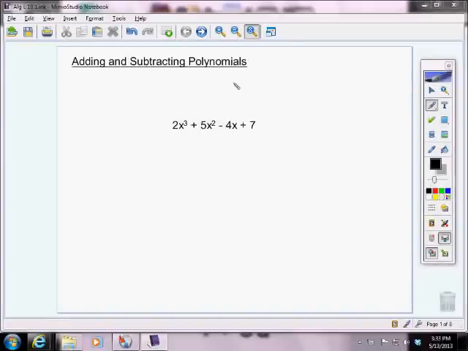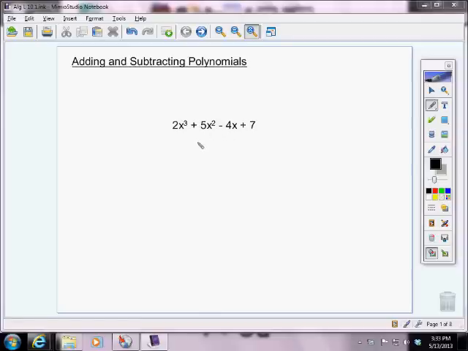Up until this point, we've been mostly dealing with linear functions and then with some quadratic functions. So we've been dealing with functions that had x to the first power or x to the second power. But as you can see from this example here, we can have variables to the third power, fourth power, fifth power, etc. So before we can get into our adding and subtracting polynomials, let's talk a little bit more about what a polynomial is. This example here, 2x to the third plus 5x squared minus 4x plus 7.